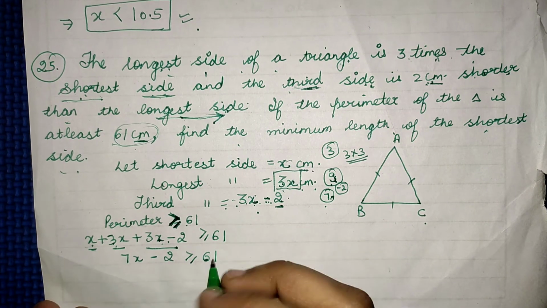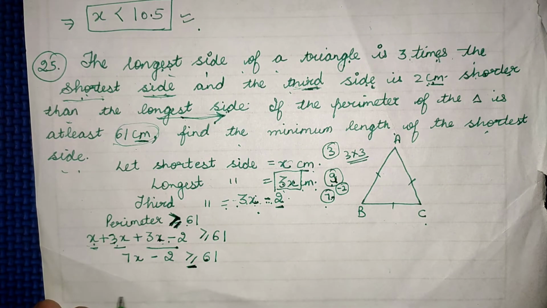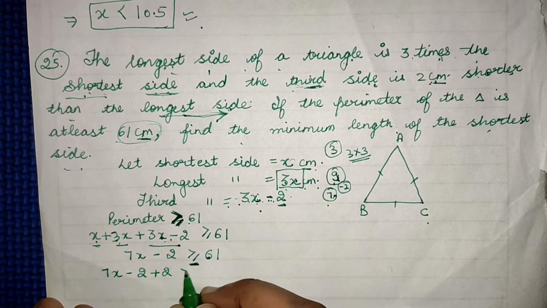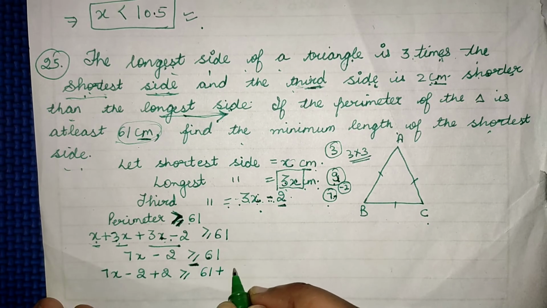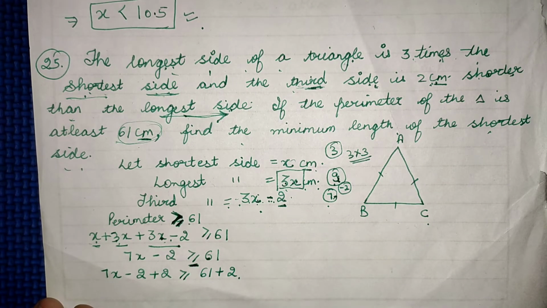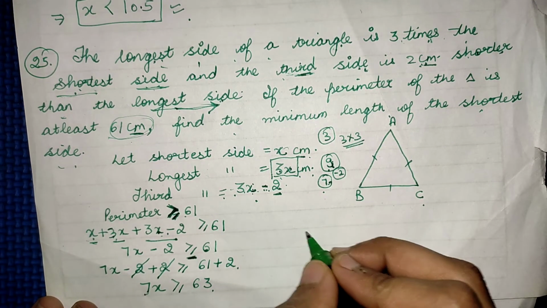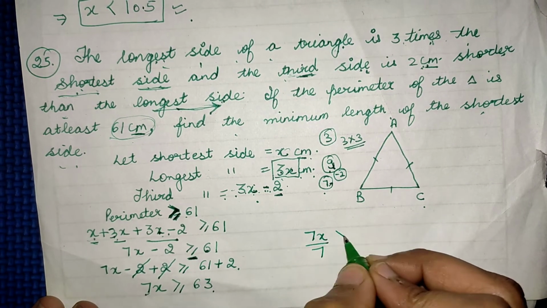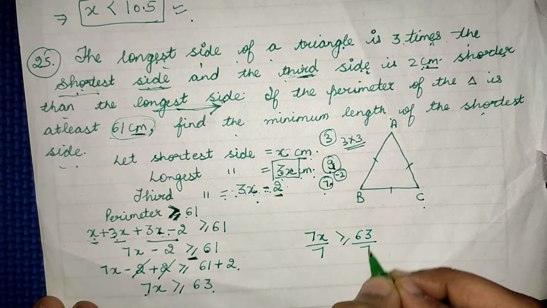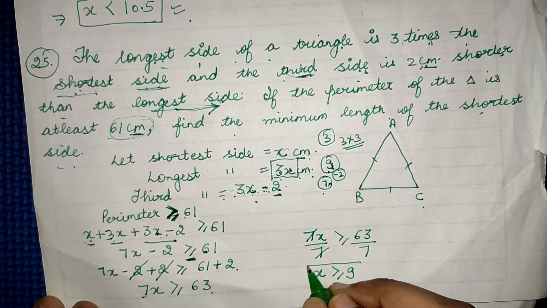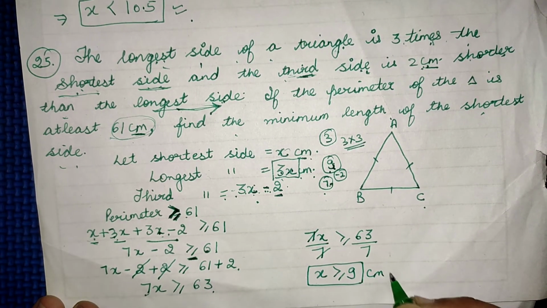Now you know that whenever we have to solve an inequality, we have to do addition and subtraction of the same number on both sides. So the 2 and 2 will get cancelled out. It will be 7x is greater than or equal to 63. Now we have to divide by 7 on both sides. So what will I get? I will get x greater than or equal to 9 centimeter.